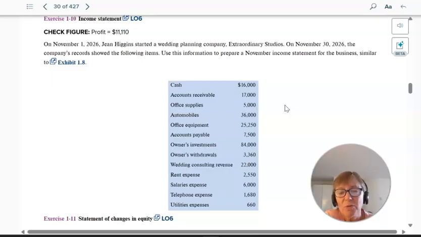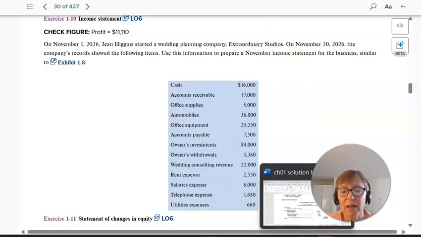Wedding consulting revenue is a revenue account, so it goes on the income statement, and then we have 4 expenses. So as you can see, they've actually even grouped the accounts together for you. So all the assets are together, the liability is together, the owner's investment and withdrawals together, then there's the revenue, and then there's the 4 expenses. Okay, so we know for the income statement we need revenue and we need the 4 expenses. So let's go have a look. And please get used to the layout, okay? Because in accounting, it's very particular. It has to be revenue minus expenses. Okay, so let's go have a look at the solution.